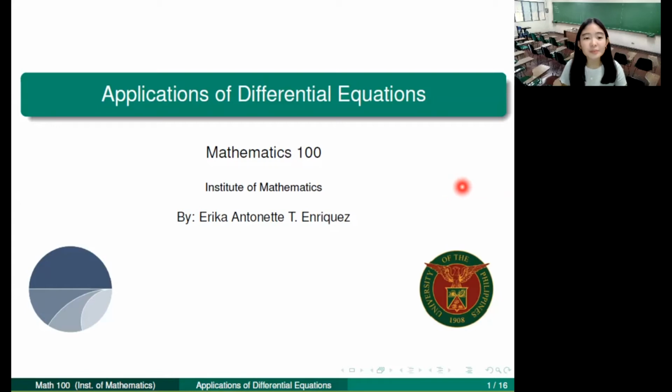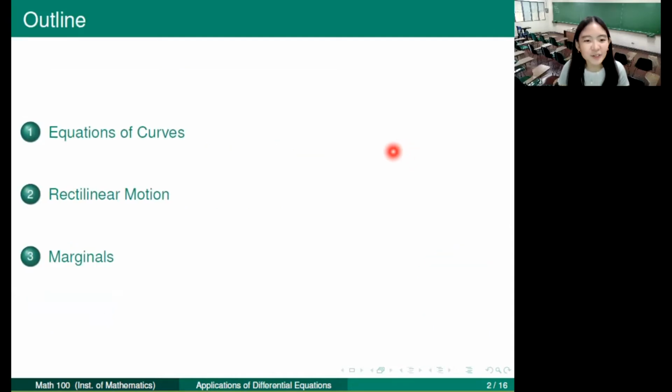So for today, we will be having applications of differential equations as we see here. Now we will be applying the methods that we learned in solving for the solutions of a differential equation, finding the complete solution and the particular solution. And we will be extending these methods to real-world word problems. Okay? And this is our outline for today.